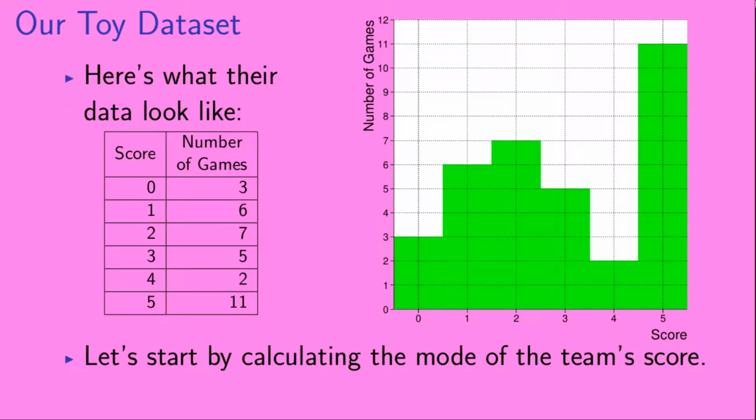Okay, so here's what their data look like. We have a table and we have a plot. So there were, for example, 3 games in which they scored 0 points. There were 6 games in which they scored 1 point per game. There were 7 games in which they scored 2 points, etc. So let's start by calculating the mode of the team's score.